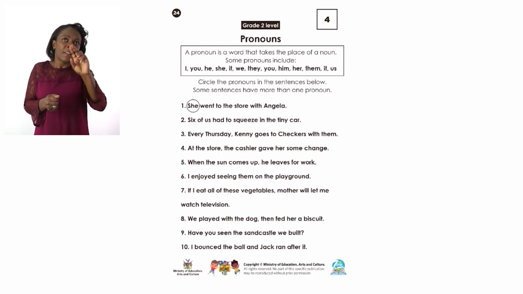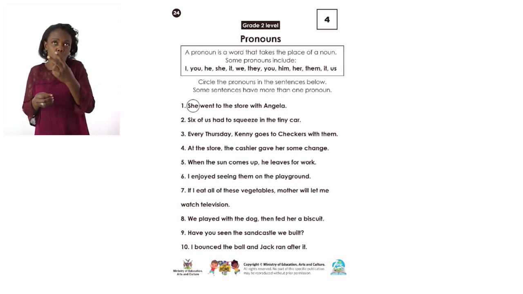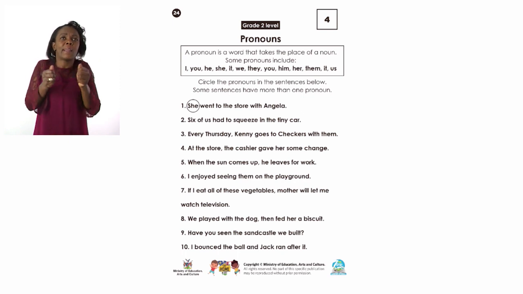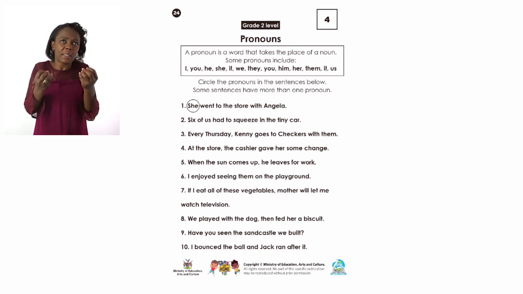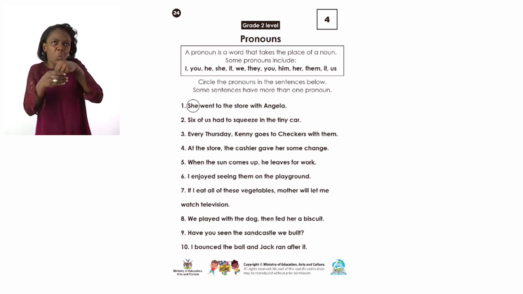Now let's look at number 2. 6 of us had to squeeze in the tiny car. Which word is the pronoun in that sentence? Which one is the pronoun? Okay. Us. We are many. Us refers to many. So many of us, I don't know how many we were in the car, but we were not one.